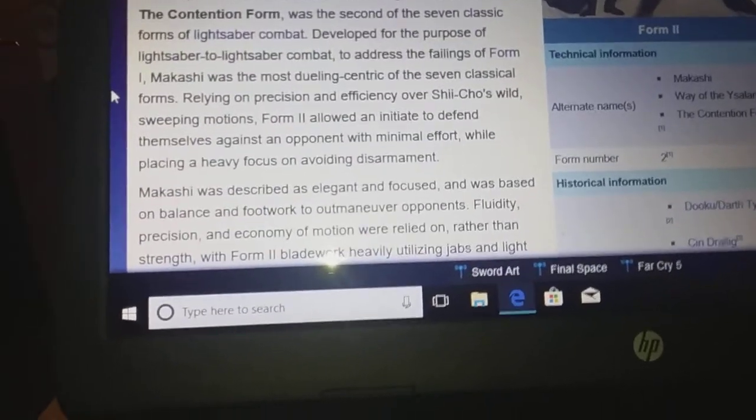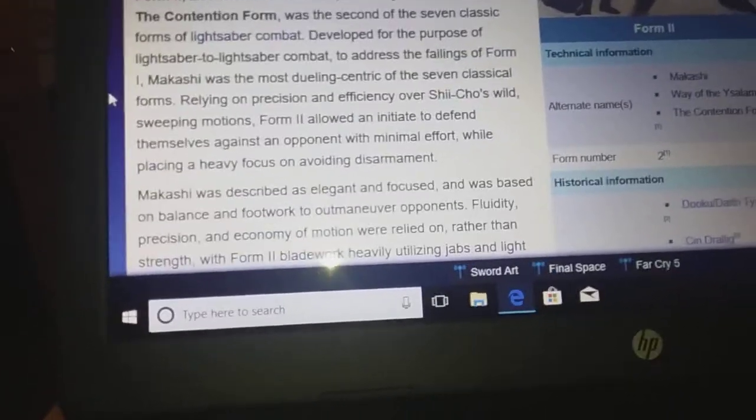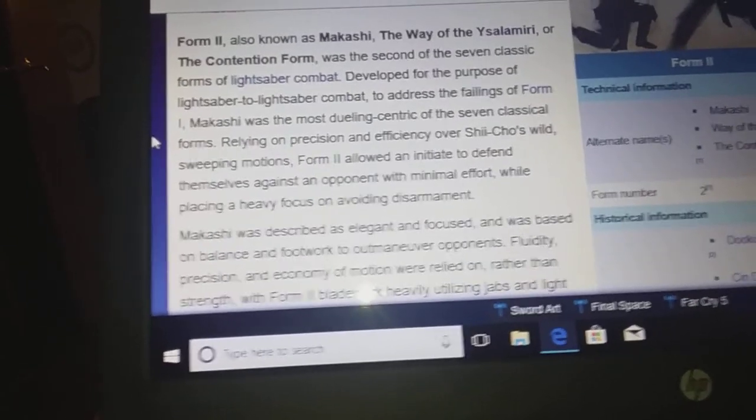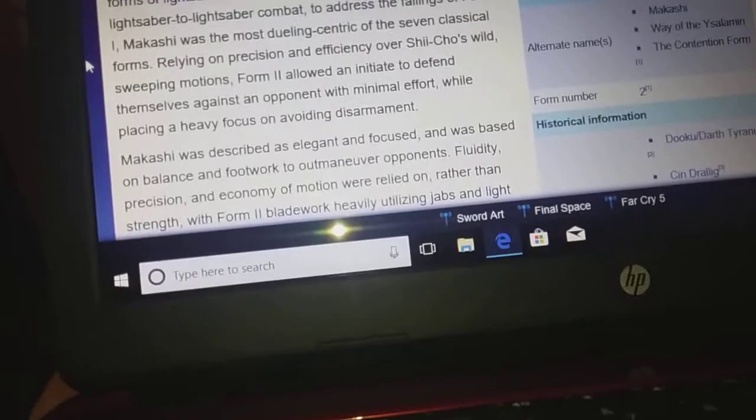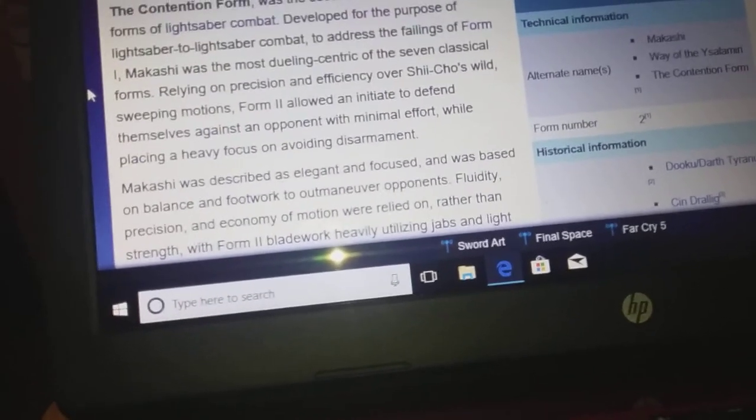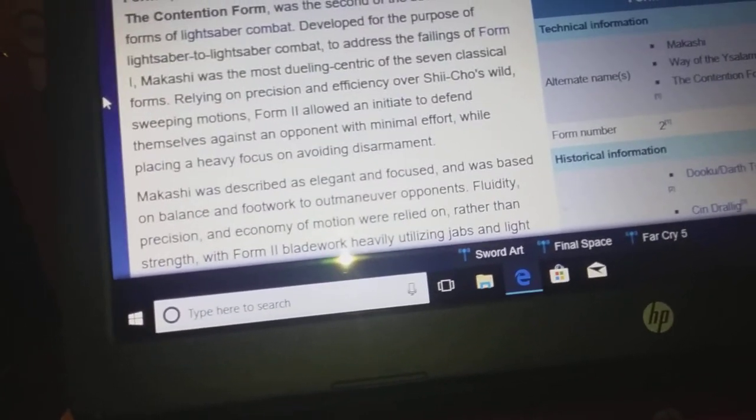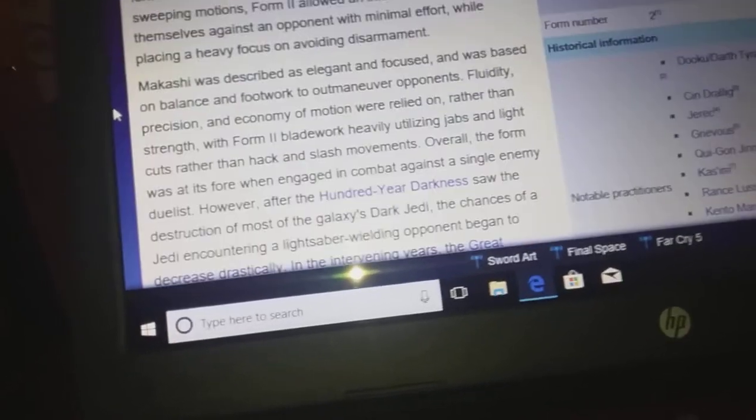Now, it was developed mainly for lightsaber versus lightsaber combat. It's more about precision and efficiency. Form 2 allowed an initiate to defend themselves against an opponent with minimal effort. It was basically very elegant.